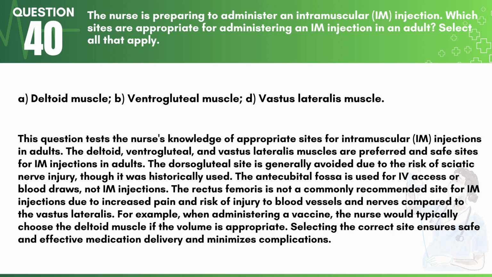The antecubital fossa is used for IV access or blood draws, not IM injections. The rectus femoris is not a commonly recommended site for IM injections due to increased pain and risk of injury to blood vessels and nerves compared to the vastus lateralis. For example, when administering a vaccine, the nurse would typically choose the deltoid muscle if the volume is appropriate. Selecting the correct site ensures safe and effective medication delivery and minimizes complications.